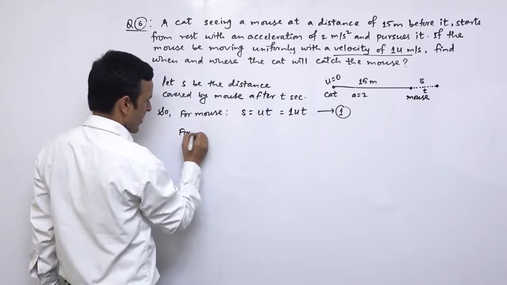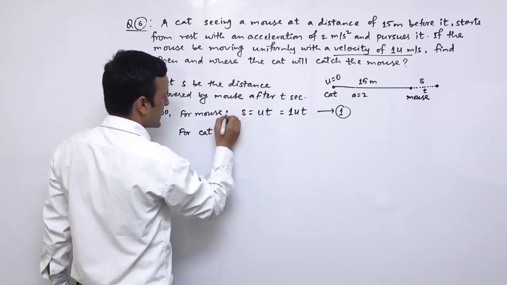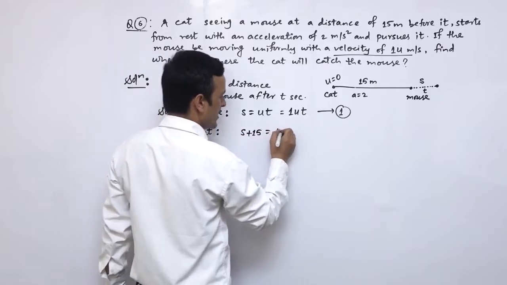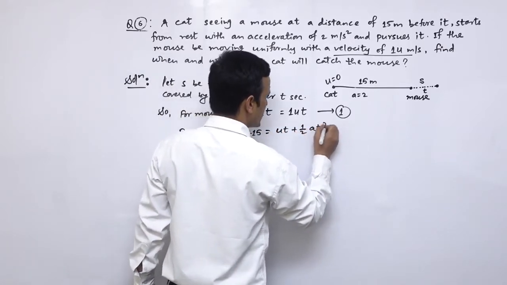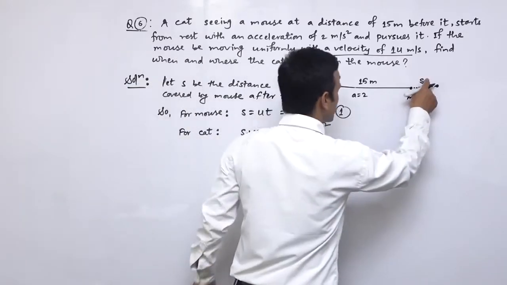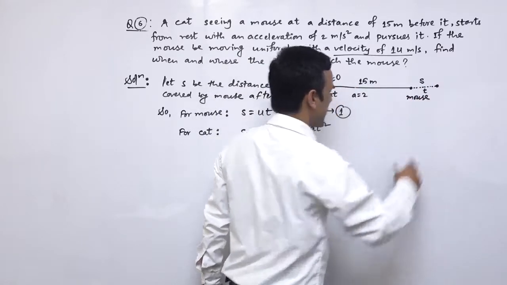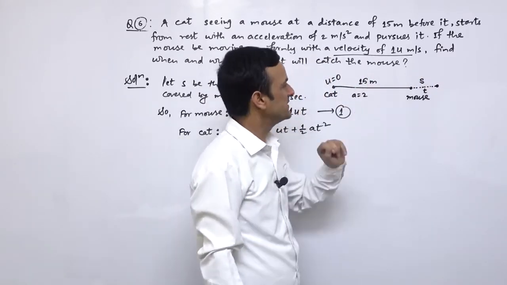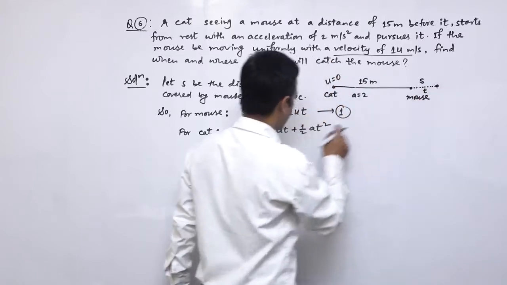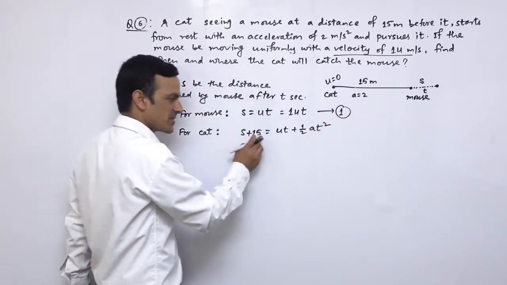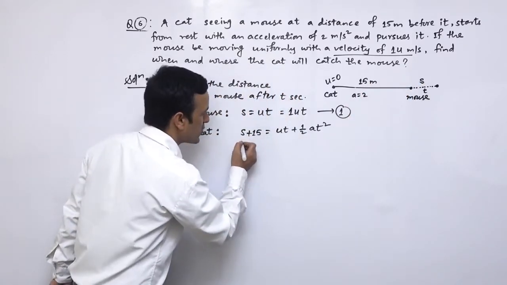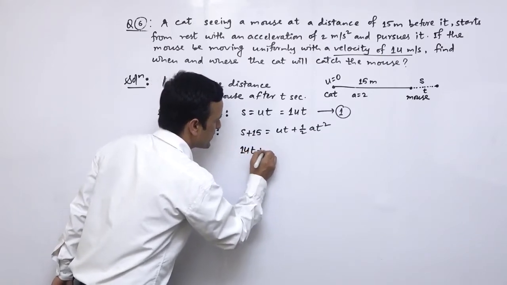And for cat, cat ko lagi hami sanga ke cha, aba yahan s plus 15 is equal to ut plus half at square. Hamro cat le yo s distance ra 15 distance cover garyo, total ma s plus 15 cover garyo, ra cat le t second pachi yela chai catch gareko bhayera hamile t lai t ko thau ma rakheka chhau ra s plus 15 lekhnu paryo yesko lagi. Total distance bhaneko yo plus yo huncha ra yesma hami rakhau s ko meaning means 14t plus 15.